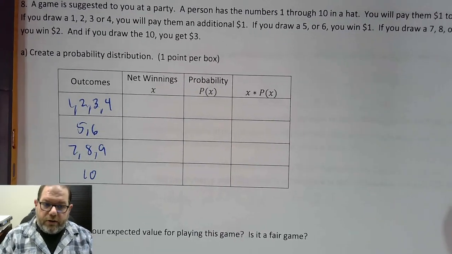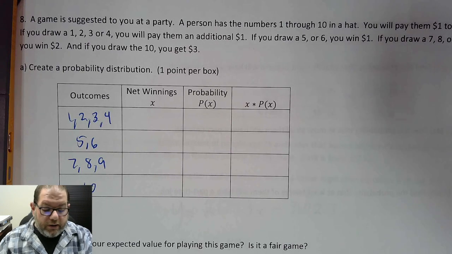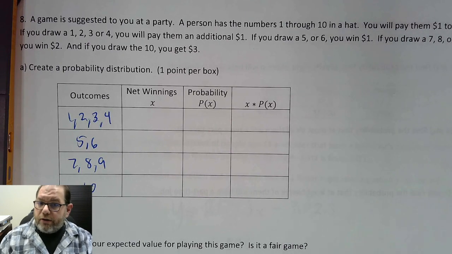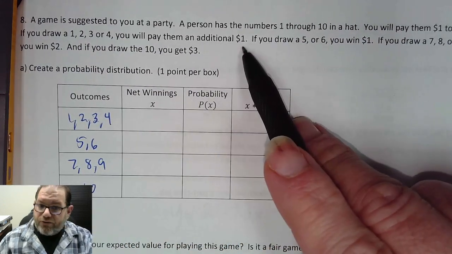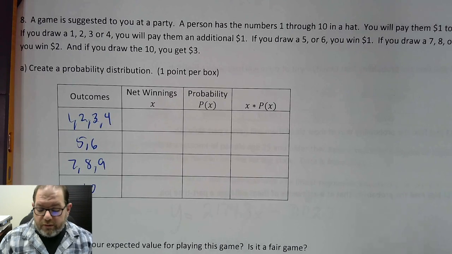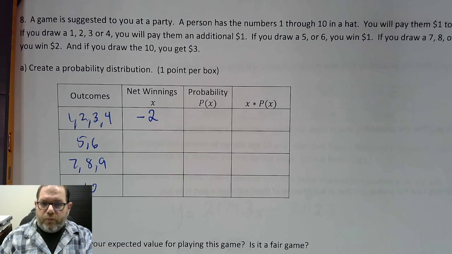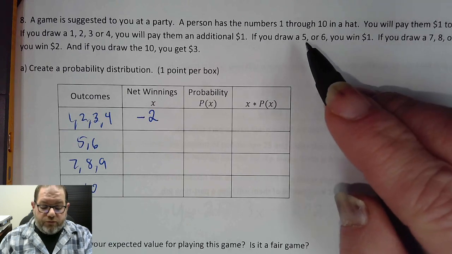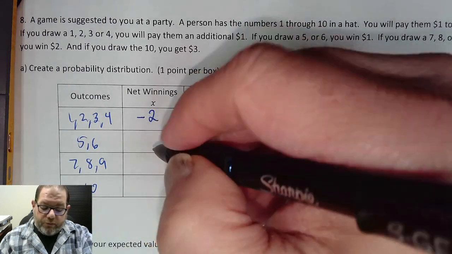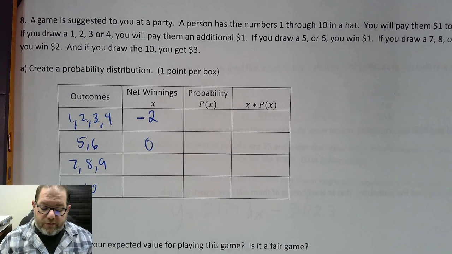Now, when we talk about our net winnings, we have to consider the fee or the bet that we make at the beginning. In this case, we will pay them $1 to play. So we're spending $1 up front. Now, if we happen to draw a 1, 2, 3, or 4, we will then pay them an additional $1, meaning now we've given the person hosting this game $2, and we have now lost $2. Okay? Now, we pay them $1 up front, and if we draw a 5 or a 6, we win $1. Well, at that point, we're basically just getting our $1 back. So we now have neither won nor lost any money in this process.